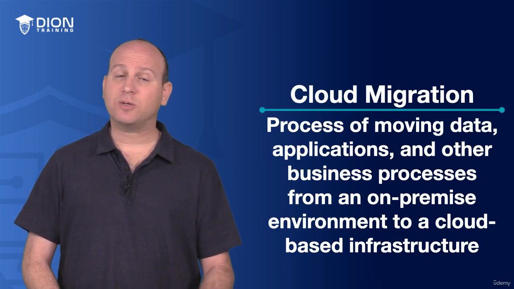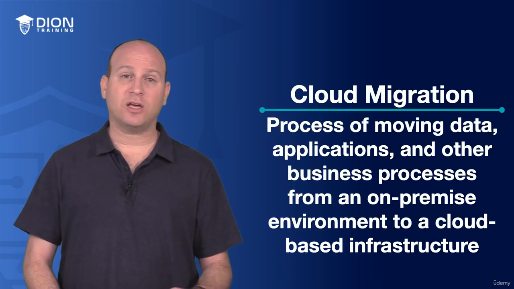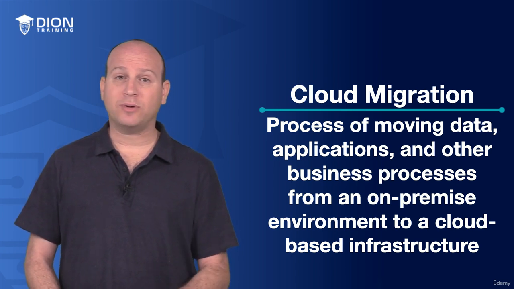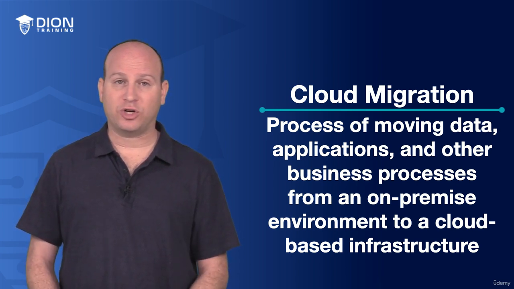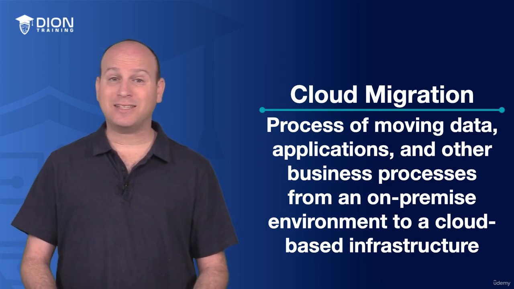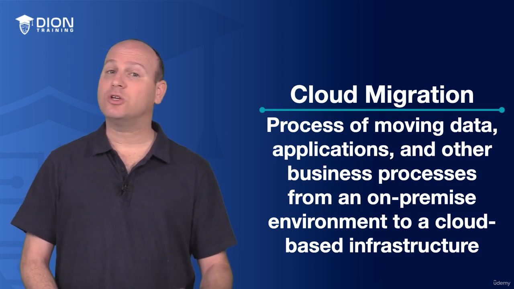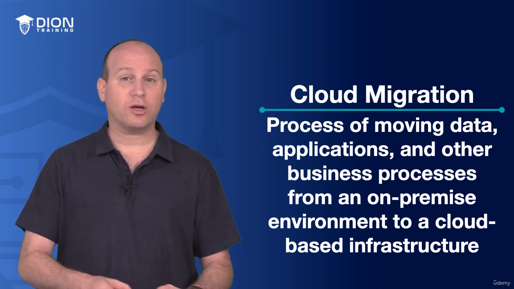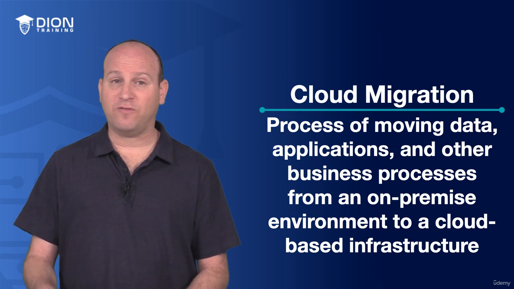Cloud migration is the process of moving data, applications, and other business processes from an on-premise environment to a cloud-based infrastructure. This process can be complex and requires careful planning and execution to ensure a smooth transition. During a cloud migration, there are going to be 5 key phases.